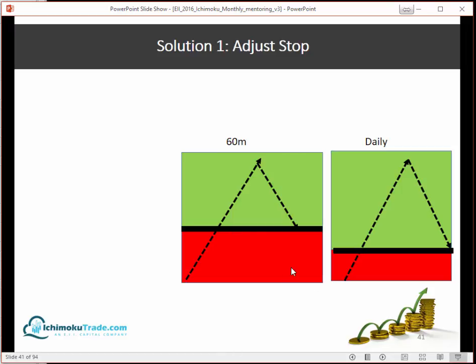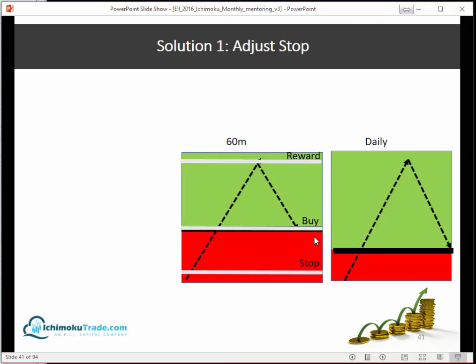So if you look at the 60-minute trade, there's your buy, and if you adjust your stop below the daily time frame support, then your stop is here, and at that point your reward is here. And if you notice in the example here, this was a potential of a 3-to-1 reward risk ratio. Now what happens is you get a reward risk of 1-to-1 or less. So that's not good at all.